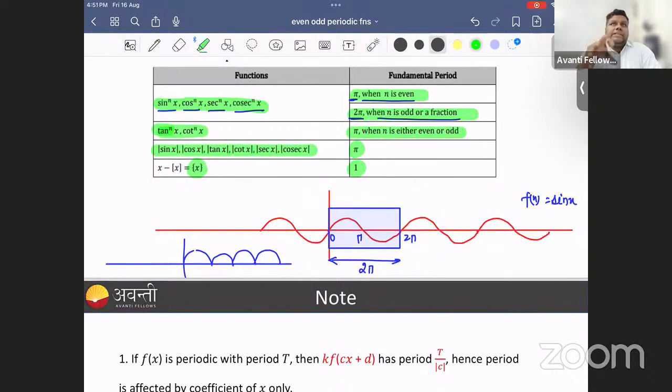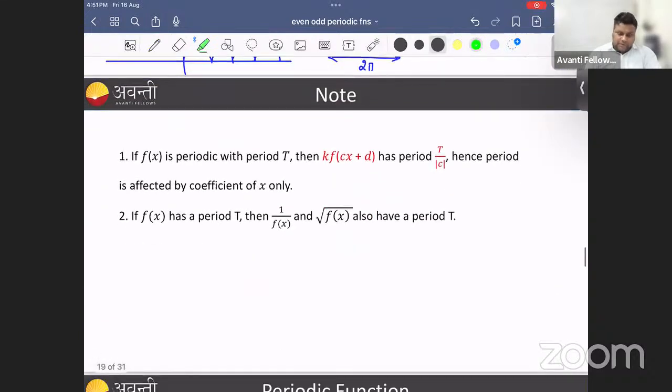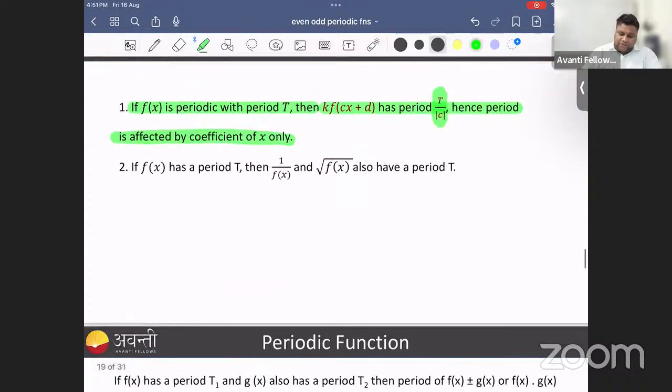Greatest integer x is repeating but not along the x-axis. It is going also along the y-axis. So it is not periodic. Got it? Now, if f(x) is periodic with period T, then k times f(cx + d) is periodic with period T upon mod c. Got it? Hence, the period is affected by the coefficient of x only.